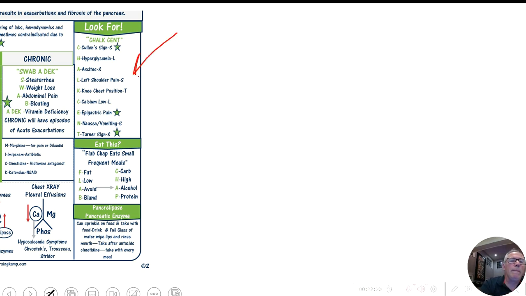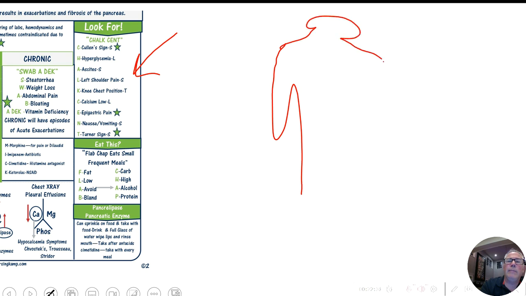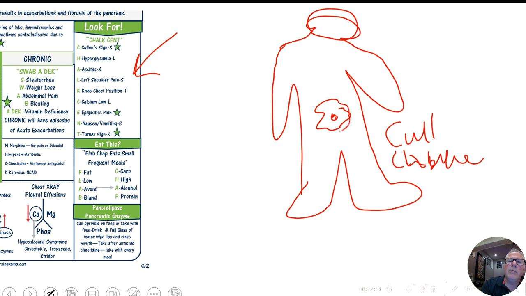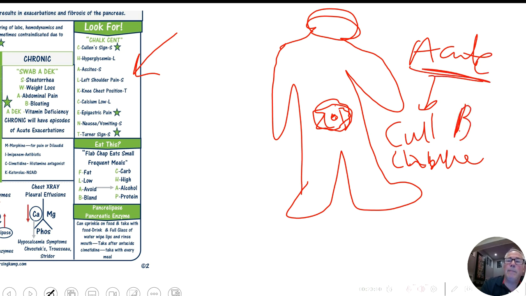So what do we look for? We look for Cullen's sign. Right? So there's two different things. Cullen, which is, I always think Cullen's chubby belly. So you get these ecchymosis around the belly button. That's called Cullen's sign. That's acute, and it's acute because it's bleeding. So that patient that has Cullen's sign is bleeding.